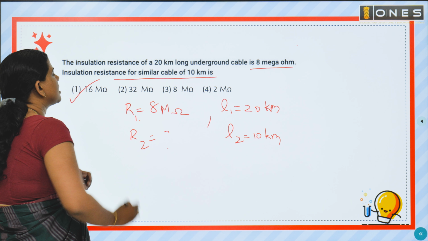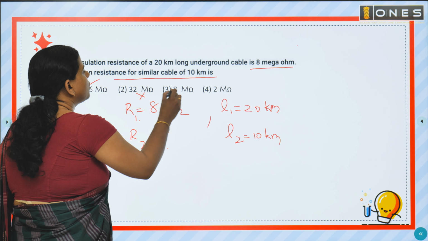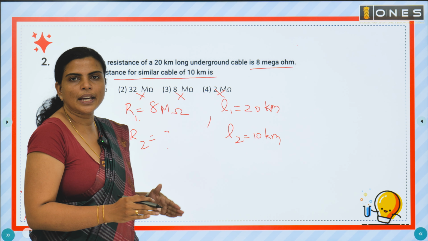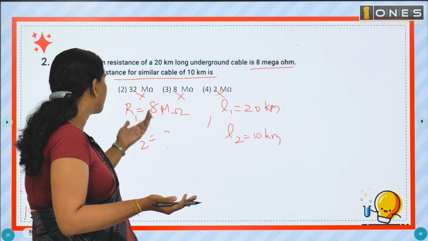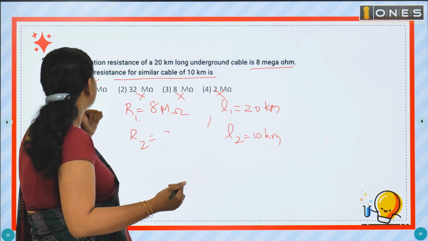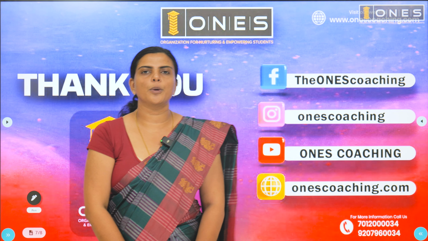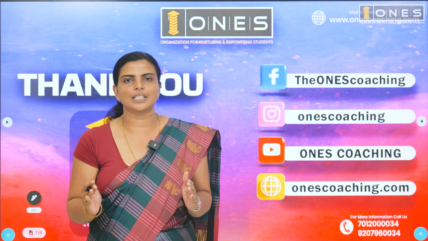So the first option, 16 mega ohm, is the correct answer. 32 alla, 8 alla, 2 alla, 16, because length half aayi. So resistance double avanam. Resistance 8 aayirunnu, 8 into 2, 16 mega ohm. Okay, so that's all in this session. I hope you will remember the concept of insulation resistance.